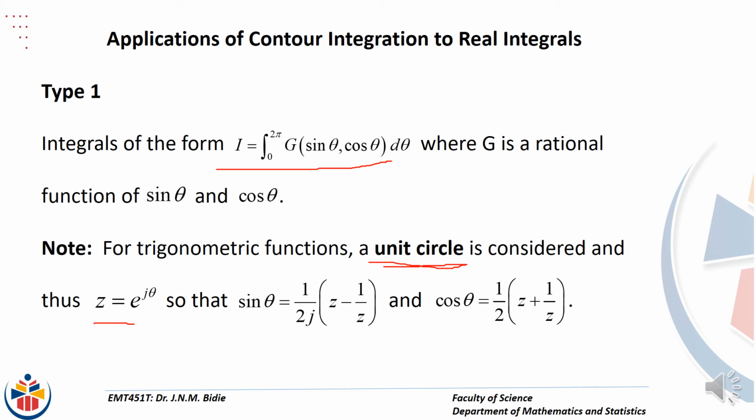And we also recognize that sine theta can be rewritten in exponential form, taking into consideration that e to the power j theta is equal to z. It would mean e to the power negative j theta would be equal to 1 over z, for the formula for sine theta as well as the formula for cos theta. So now we go to the method of evaluating this type of contour integrals.